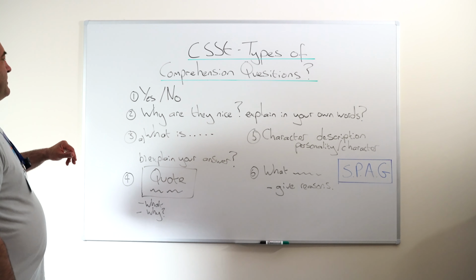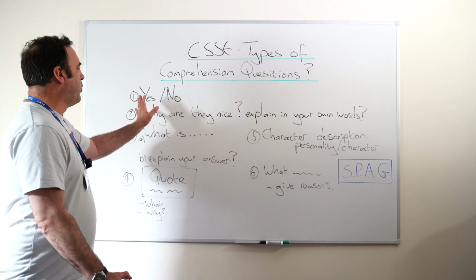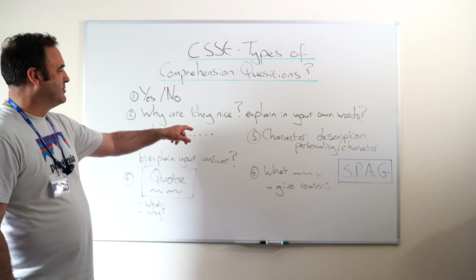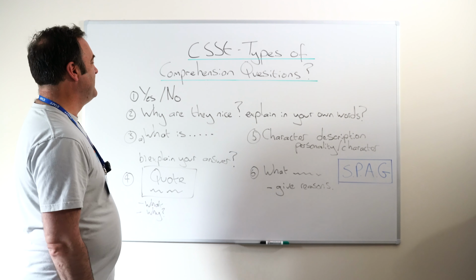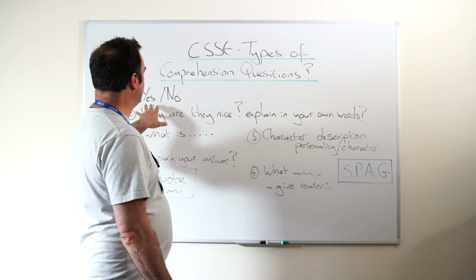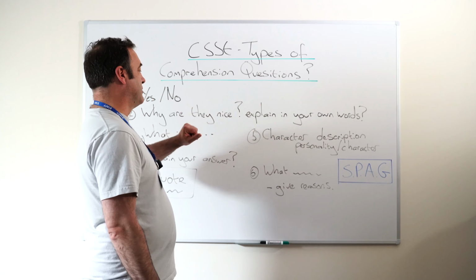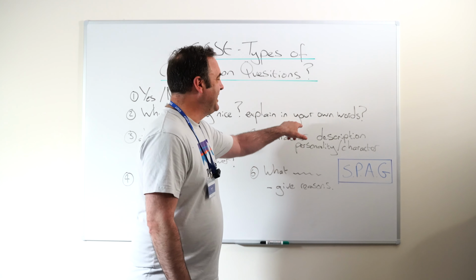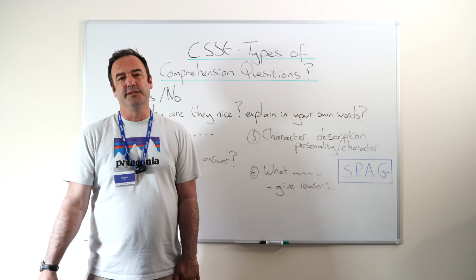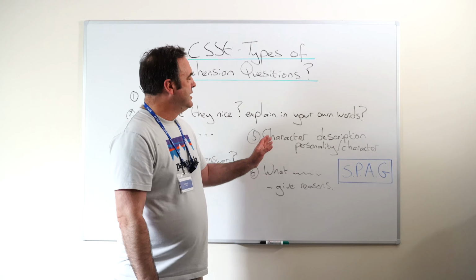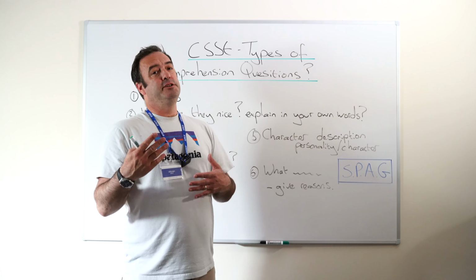The next I'm going to talk about is, why are they nice? This is a person. Of course, I always tell kids never to use the word nice in their writing. But you're looking for reasons in the text. That involves proper understanding, and then explaining in your own words. It's not just copying out parts of the text. We're summarising.